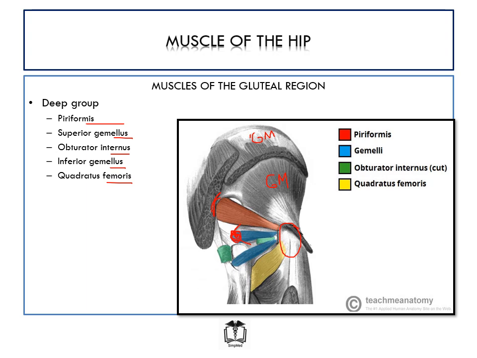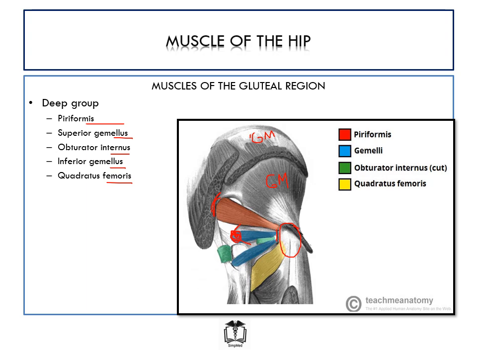It also inserts at the greater trochanter. The part of the greater trochanter that the superior gemellus muscle inserts at is the medial surface of the greater trochanter. You can see it inserts more medially at the greater trochanter. So it inserts at the medial surface of the greater trochanter and also at a point we call the trochanteric fossa.